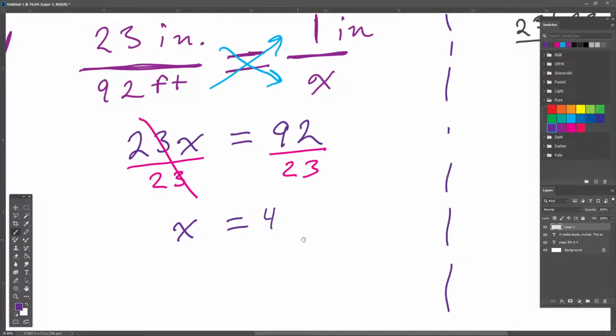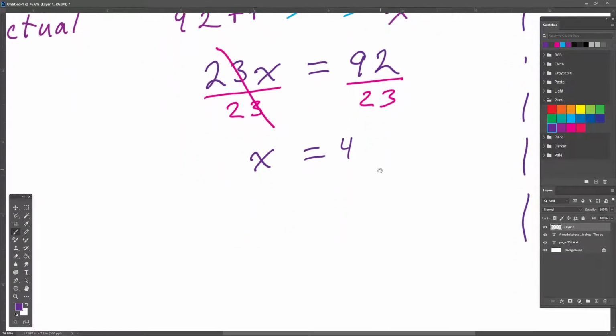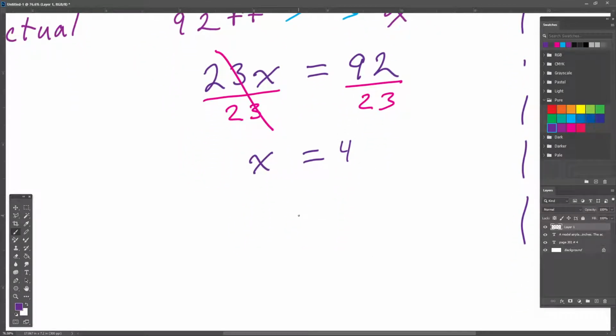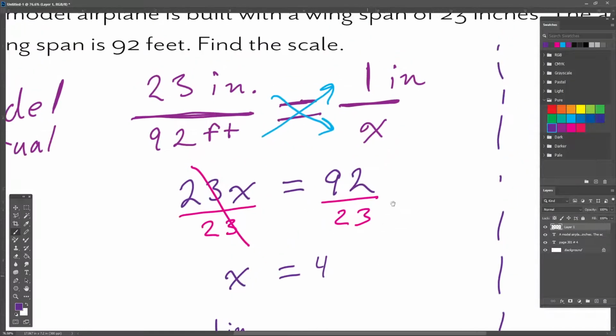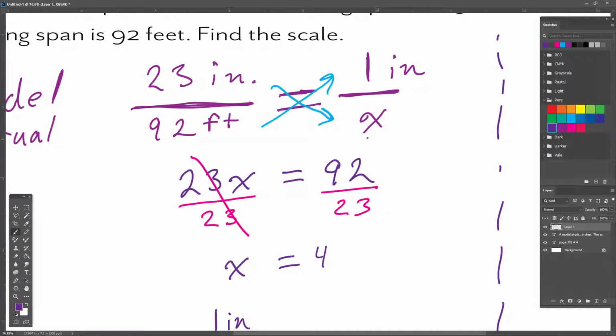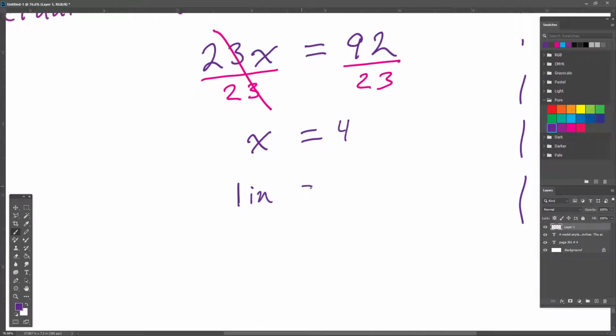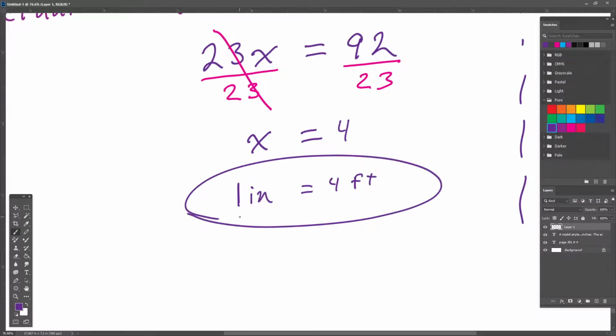Now, what do we do with that information? How do we write our answer? Well, we want to write it like it's a key on a map or a key on instructions for a model airplane. So we're going to say that 1 inch, because that's what we've got up here, equals how many feet in real life? 1 inch equals 4 feet in our scale. So that's the scale that we're working with on this problem. That's how you would do this problem. That's how we get started.